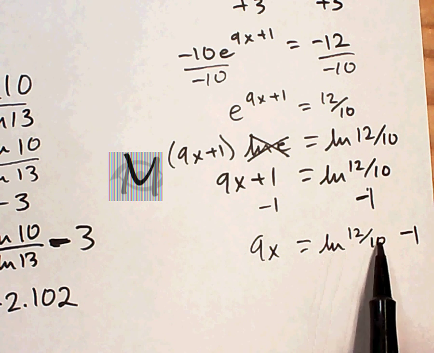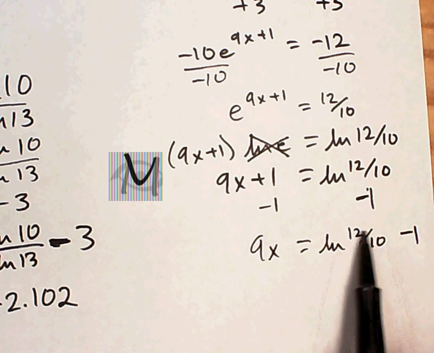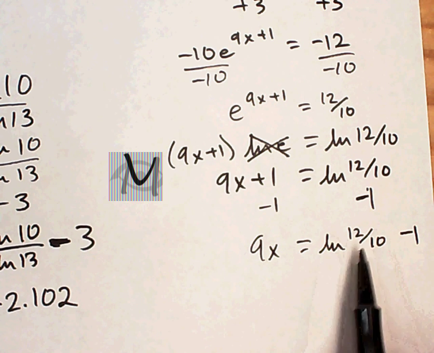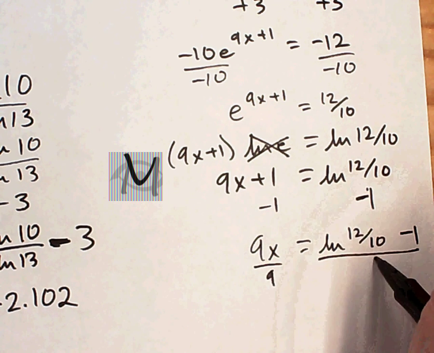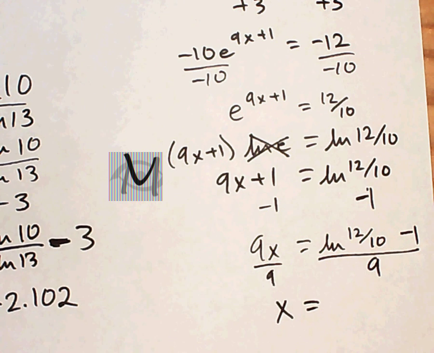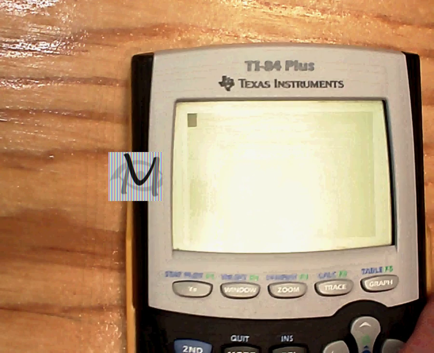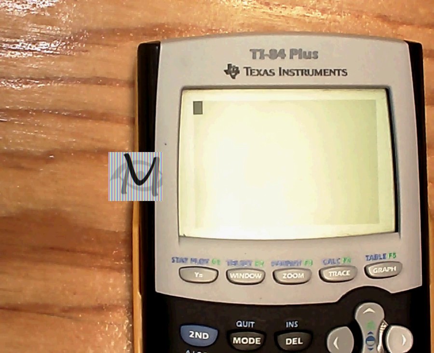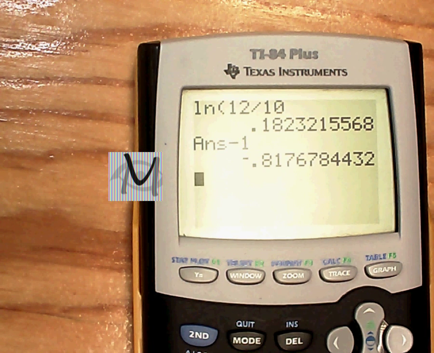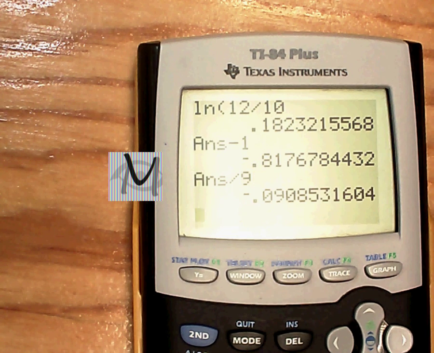By the way, this ln 12 over 10 is by itself. That's one term by itself. Okay? This is not part of the 1, so the minus 1 comes after this function is complete. Then divide by 9. So we're going to put all this in our calculator step by step. Looking back at the calculator, ln 12 divided by 10. That is our first term. Hit enter. From that, subtract 1. Hit enter. That is the answer of your numerator. Divide that by 9.